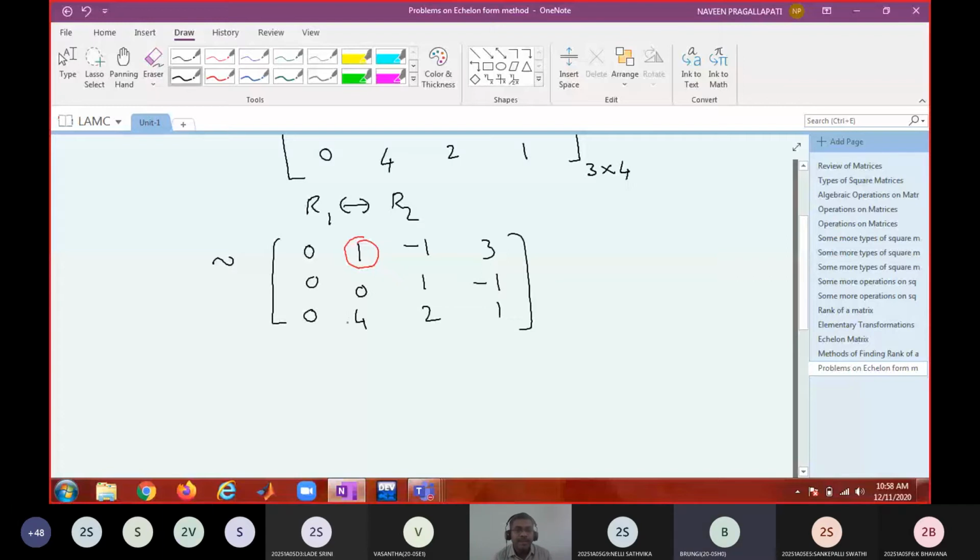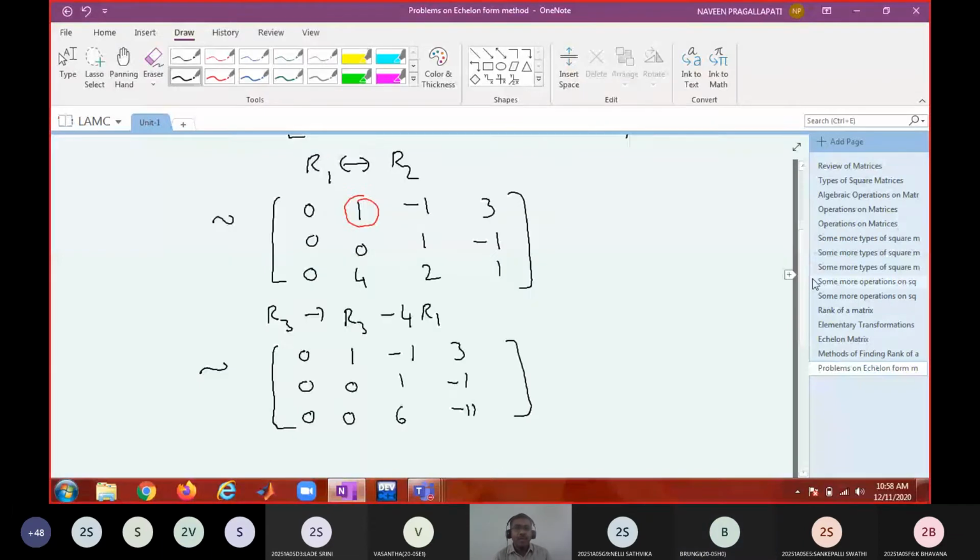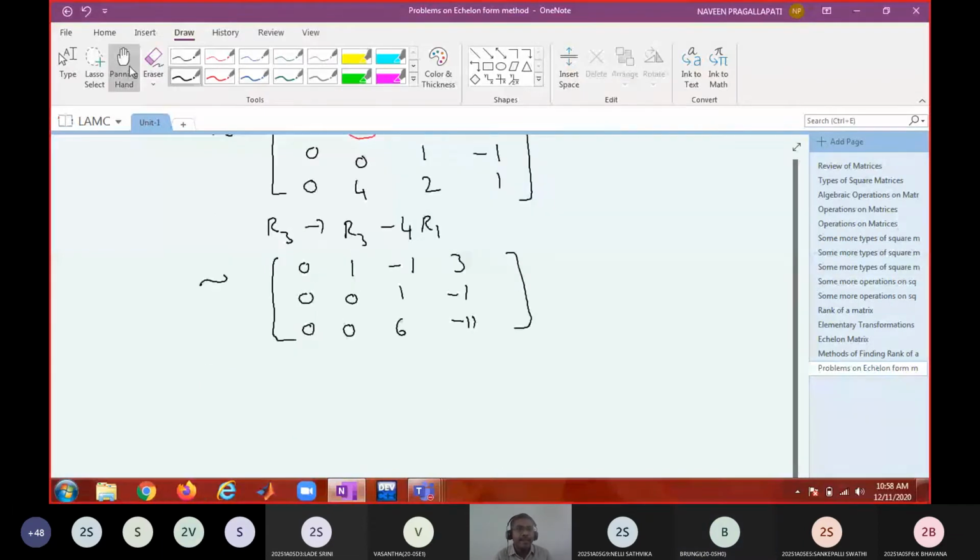0, 1, minus 1, 3, 0, 0, 1, minus 1, 0, 0, and 2 plus 4. What is 2 plus 4? 6. Next, 1 minus 12. Minus 11. Is that okay? Now we made all the entries under the pivot 0. Now leave the first row.